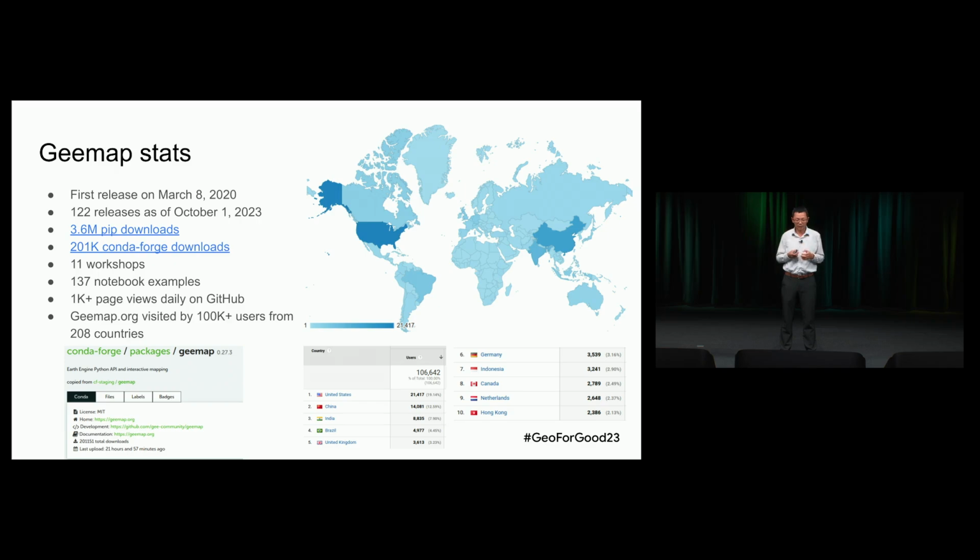And so far, it has achieved 3 million pip downloads and over 200K conda installations, and I have given over 10 workshops and 137 notebook examples. On average, the GitHub page is being visited over 1,000 times, not 1,000 users, but maybe 300 or 400 users every day. And the website has been visited by over 100K users from 208 countries.